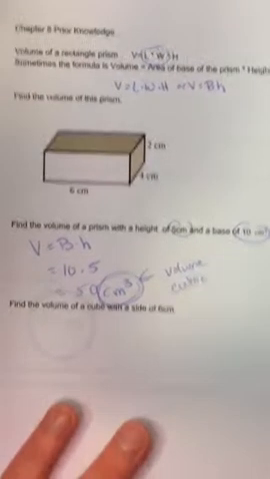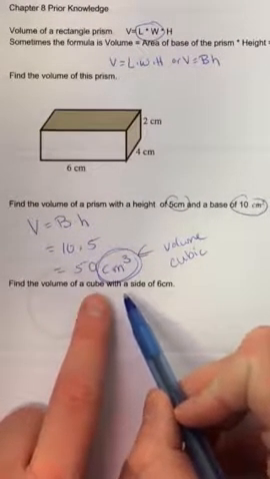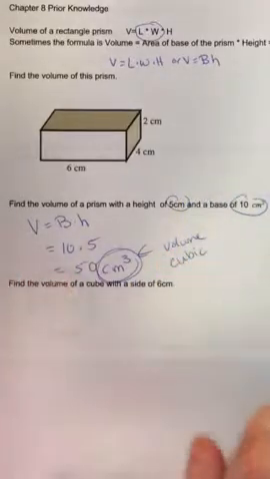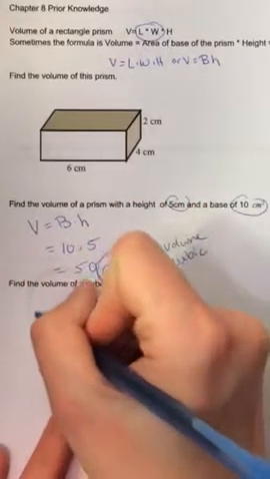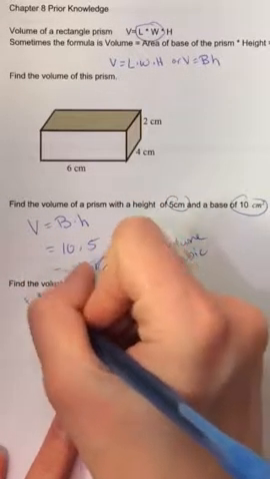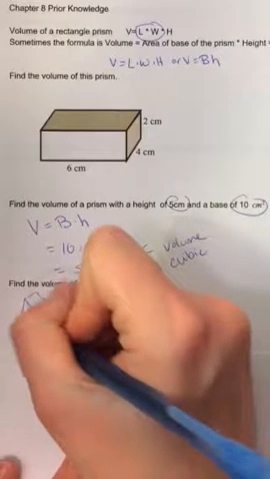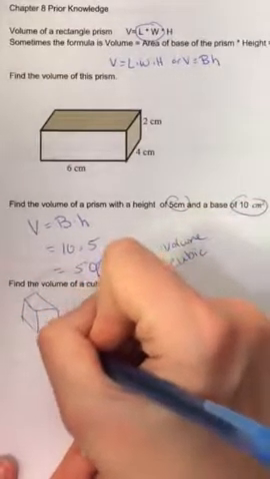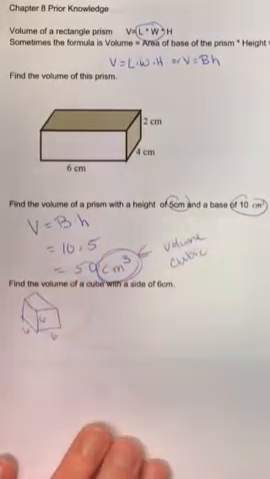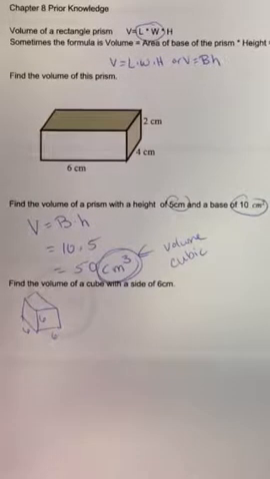Now, I want you to go ahead and find the volume of a cube, so not just a rectangular prism, but a cube specifically, with a side of 6 centimeters. How would I do that? Remember, a cube has perfect squares, right? So that means this side is 6, this side is 6, this side is 6. That's the only hint I'm giving you. Go ahead and pause the video and try that one, okay?